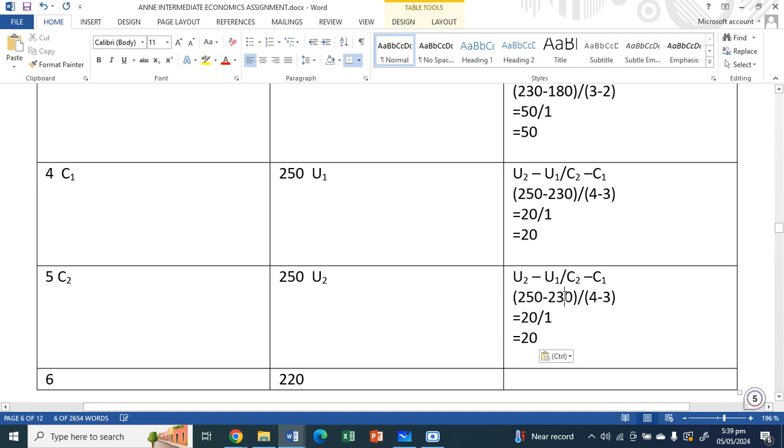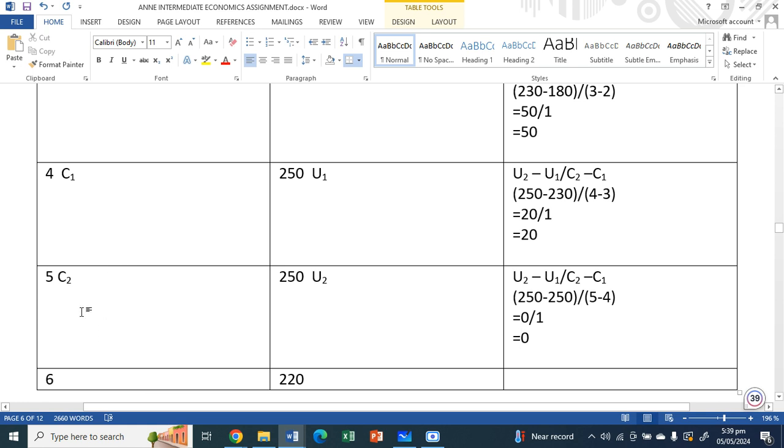250 minus 250, 0. 5 minus 4, that is 1. So 0 divided by 1, no addition, no satisfaction. Okay, when we moved from the 4th to the 5th, we do not get any additional satisfaction.